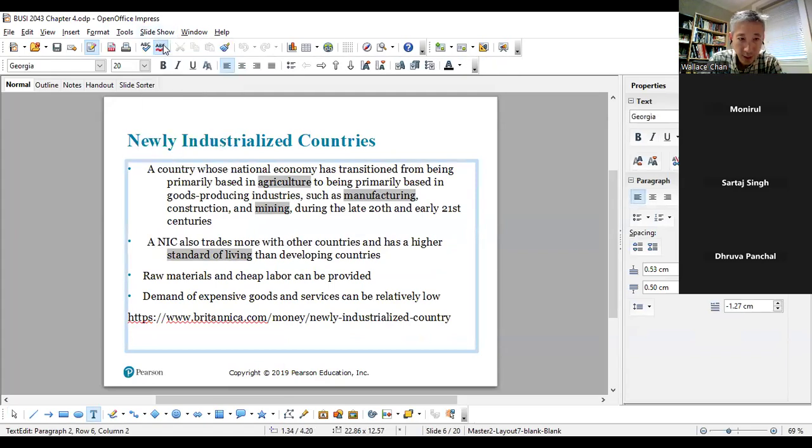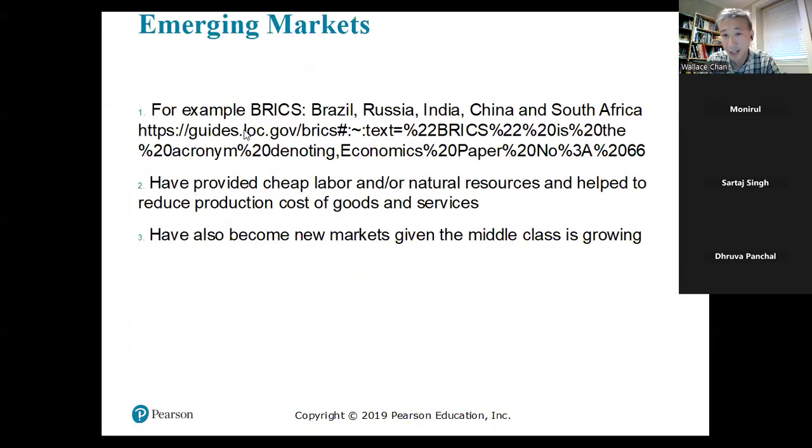The next stage is what we call emerging markets. Now, those countries have already gone through the developing stage and also have gone beyond the newly industrialized stage. Because of that, they have a growing middle class and have also become new markets. They have provided cheap labor and or natural resources, which help to reduce production costs of goods and services, but the labor cost in particular tends to be higher than the developing countries and the newly industrialized countries.